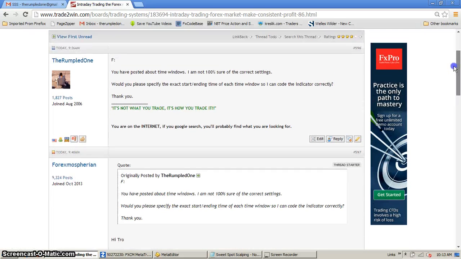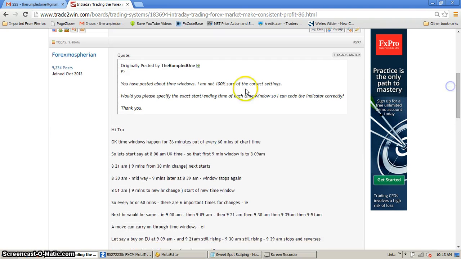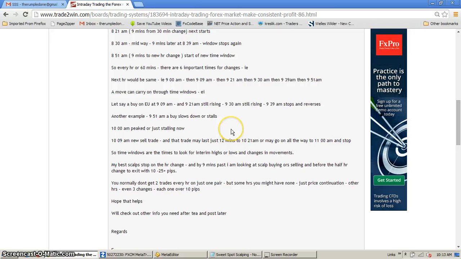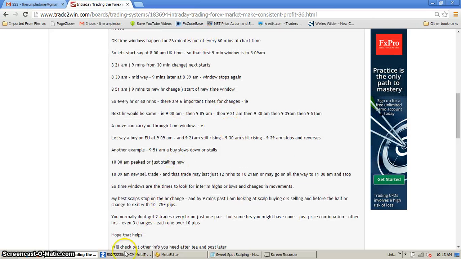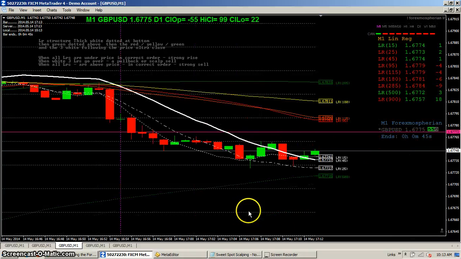And as you can see, yours truly has been posting. And let's see, he's answering my question right here. So that's something that I can code into the system, because you see these vertical lines are specific times of the day, and I'm not 100% sure, because he kind of talks about it in many different areas.